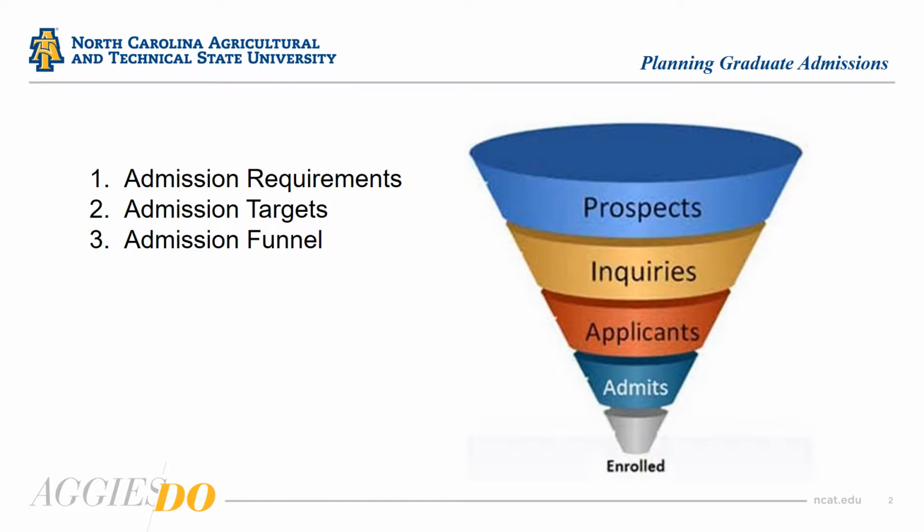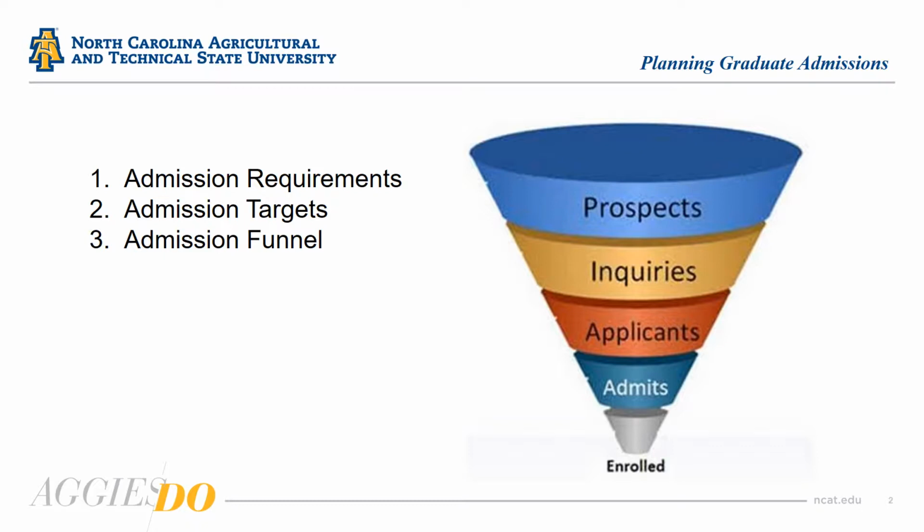Second, graduate programs should develop a target number of new admits for the fall semester. This target number should be, at a minimum, significantly higher than the number of students graduated the previous year, including the spring, summer, and fall terms.